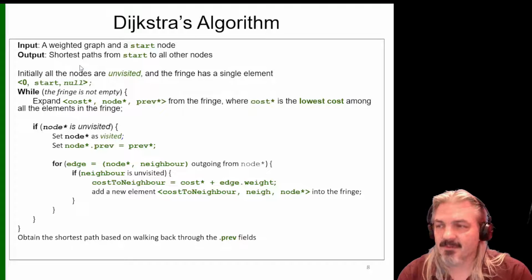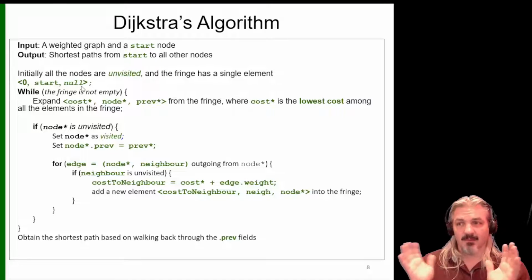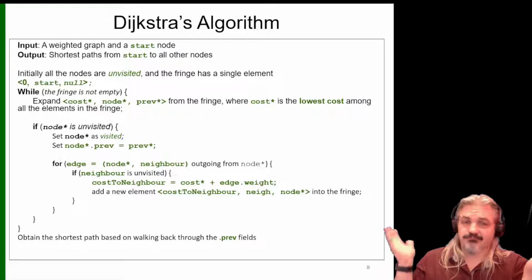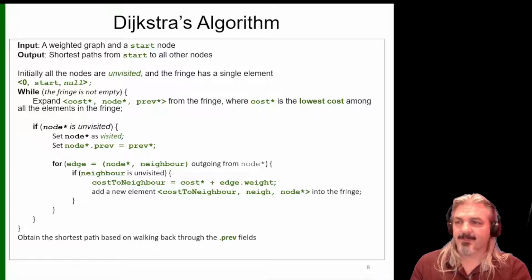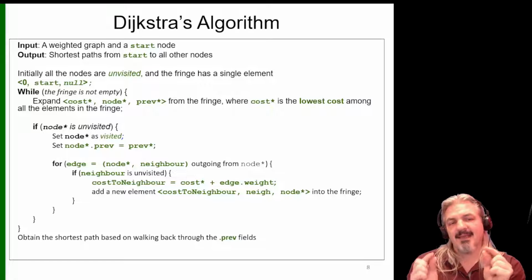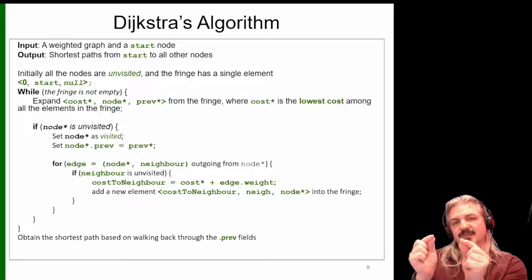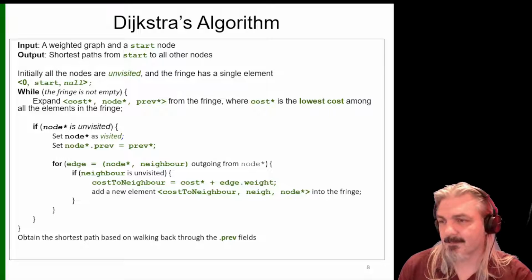The cost of being 0, and the first node is start, and I have no previous, right? I have a null previous pointer because there isn't anyone before the start, and the cost of the start is 0. So while the fringe is not empty, and by adding the start node to the fringe first, it means the fringe has got one thing in it.